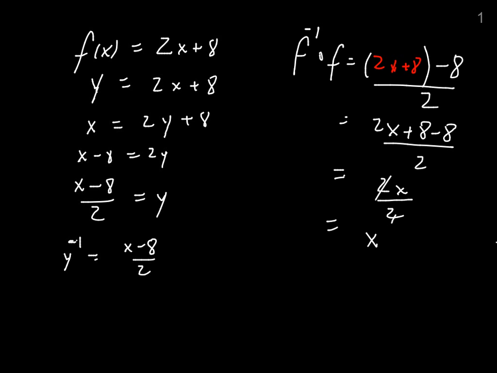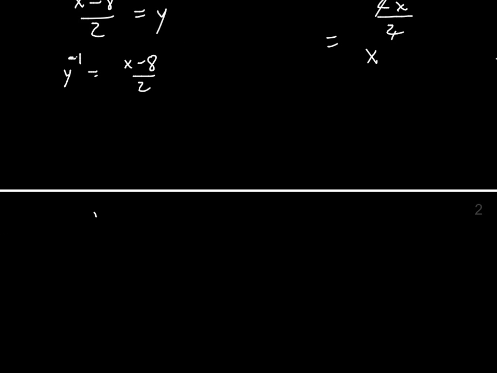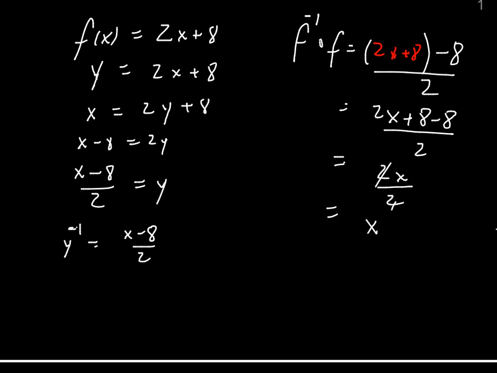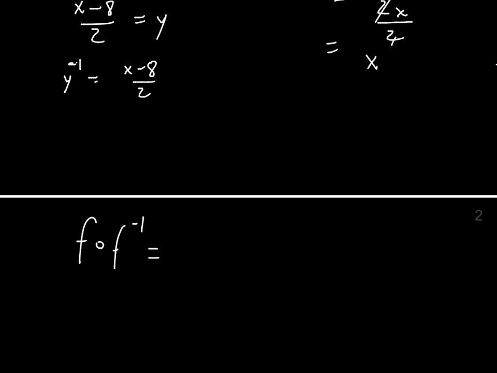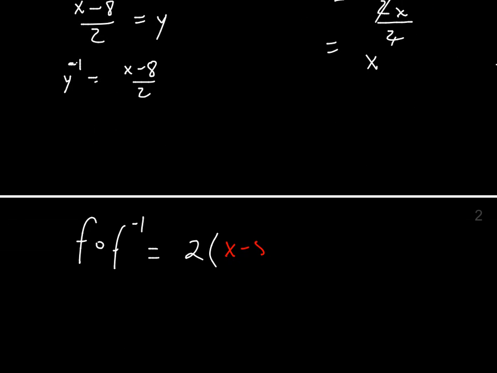Now let's see what happens if I reverse the composition, so that now instead of having f inverse composed with f, I have f composed with f inverse. Let's see if that makes a difference. So my function f, let's try to remember what it was. It was 2x plus 8. So I have 2 times, and inside my x I'm going to put my f inverse, which is x minus 8 over 2, plus 8 to finish my function.